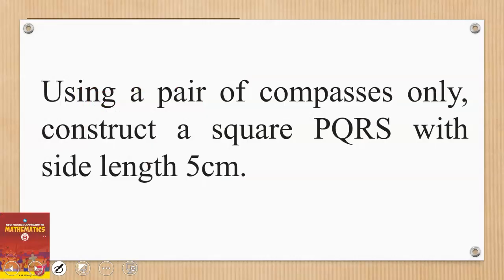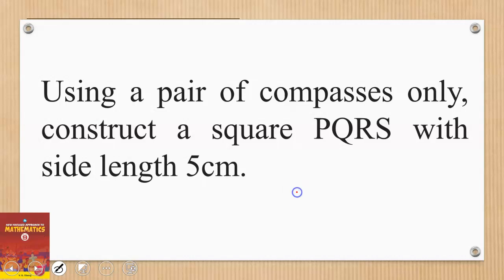Now, we'll take an example on how to construct a square, and the idea we'll use to construct a square will be the same idea we'll use to construct a rectangle. When we finish, we'll take that of the parallelogram, which you can use the same idea to construct a rhombus. So we'll take one example here. It says, using a pair of compasses only, construct a square PQRS with side length 5 centimeters.